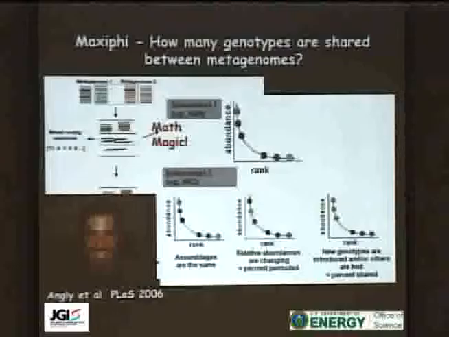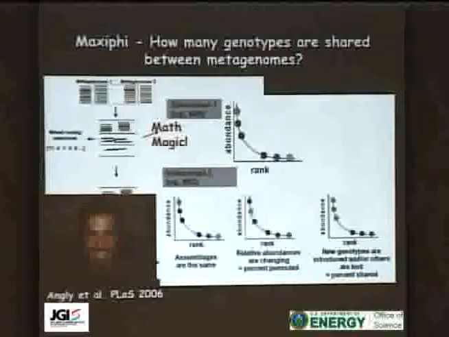There are two possibilities for changes. One is that you've got the same types of microbes there, but they've changed their relative ranks, so rank one has now become rank 200 or something. The other possibility is that you've just lost ones from here and you've added new viruses to the system. So we've just switched it over.